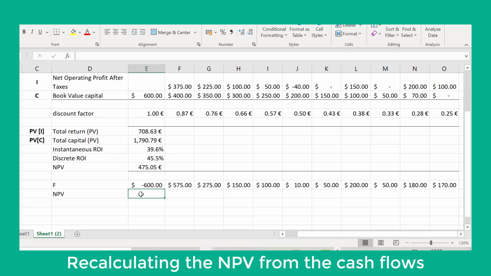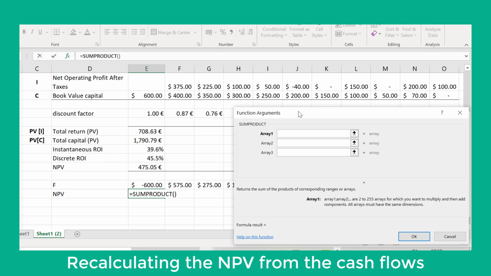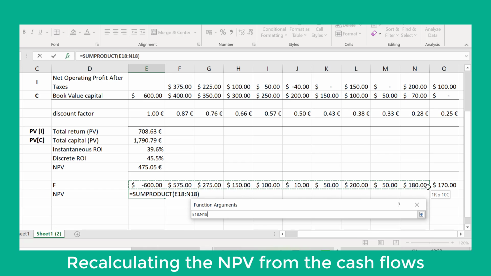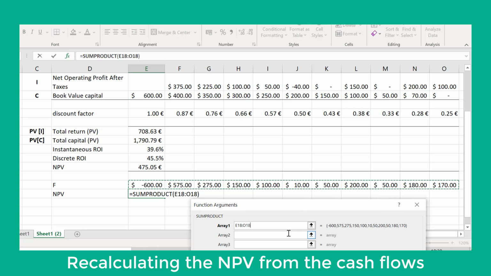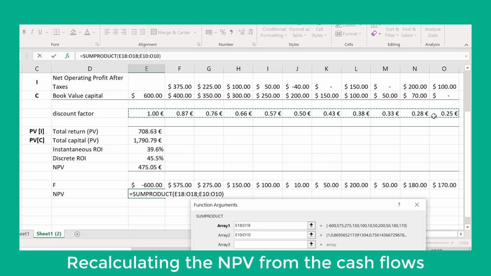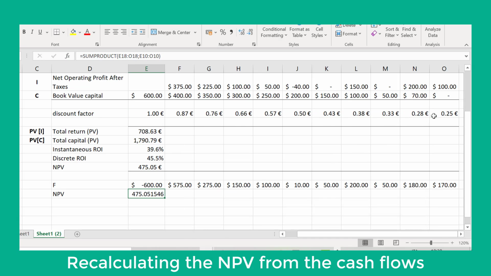By discounting the cash flows at 15%. Then what we can do is just use again the sum product function. All the cash flows from 0 to 10, and in array 2 all the discount factors, and we get back what we have already computed, the NPV, 475.05.